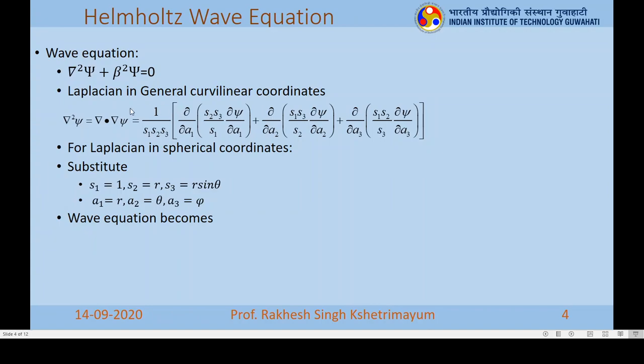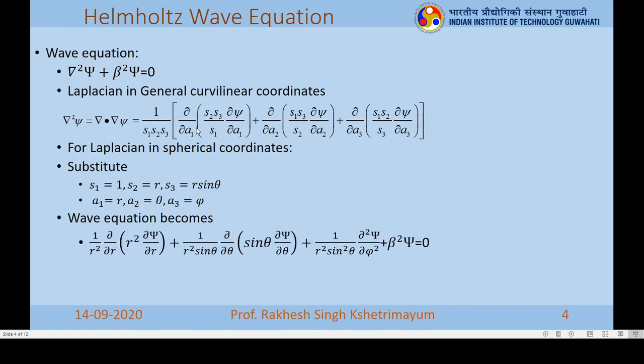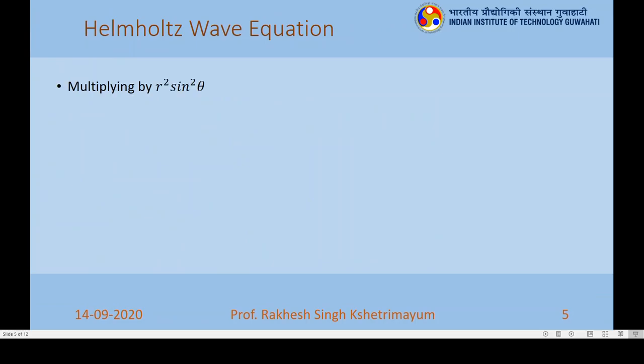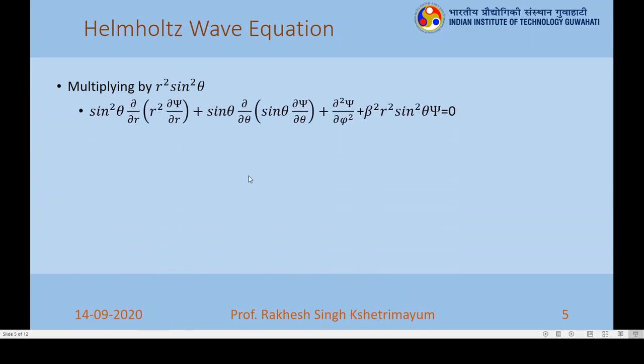In that case, this wave equation would now become simply like this. I just replace a1, a2, a3 by r, theta and phi, and s1, s2, s3 by 1, r, r sine theta. So this is the wave equation we are getting. If you multiply by r square sine square theta on both sides, this is the simplified wave equation we are getting.